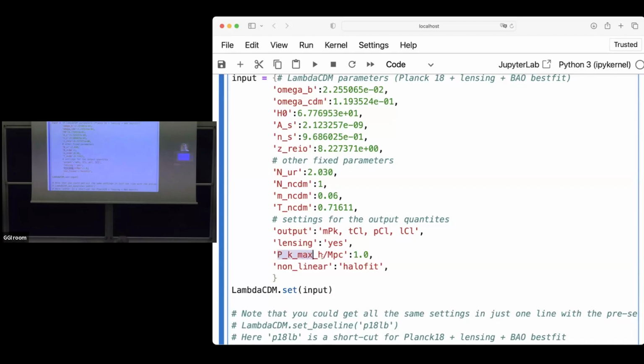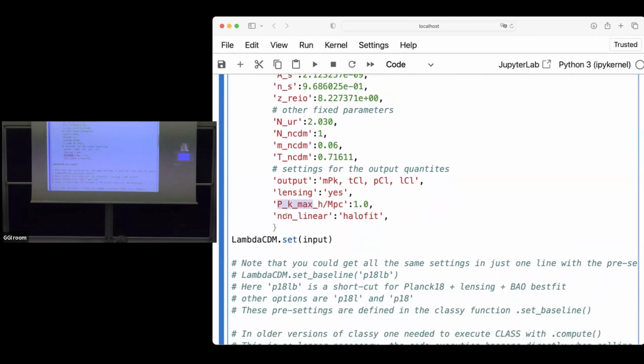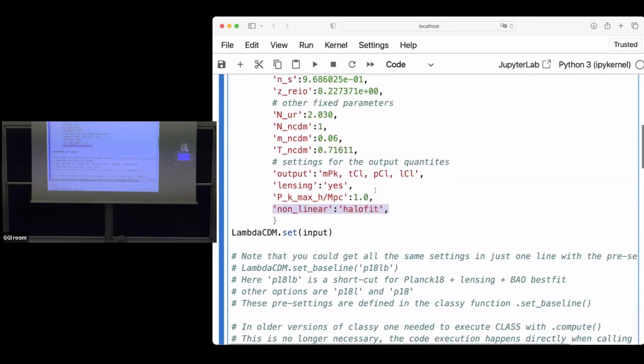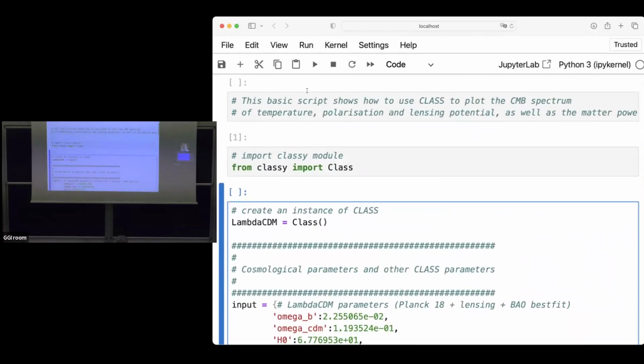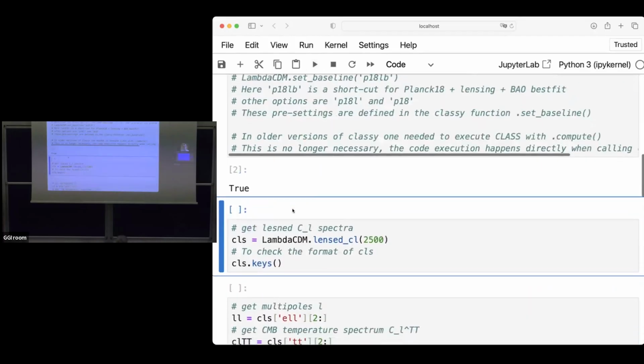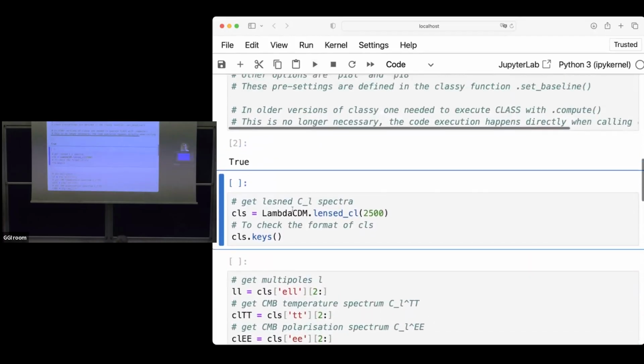P(k) will be computed up to a kmax of 1 h/Mpc, and here we want halofit to get some nonlinear corrections. So we set our input. Let me execute the cell. Okay. And then we need to retrieve our information.